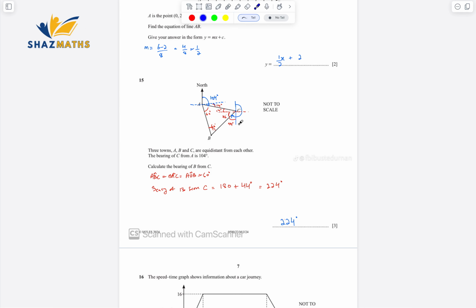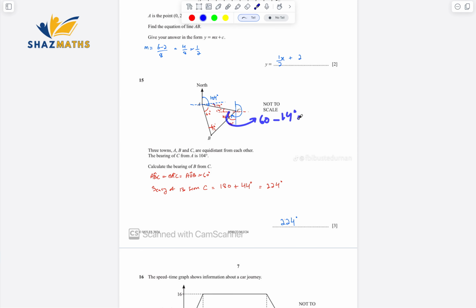So if this is 14, this would be 14 as well because all the horizontal lines are parallel to each other. So that's 14 degrees as well. Okay, and this whole is 60. So I can easily find out this angle. So this would be 60 minus 14, and that is 46. So if this is 46, 90 minus 46 would be, we know this angle. So that would be 44. Okay, so that's what I'm going to show.